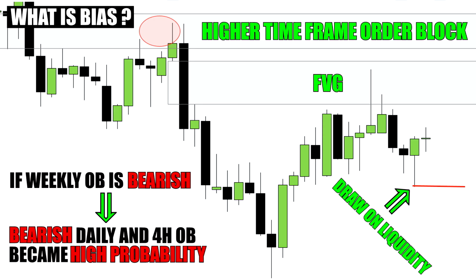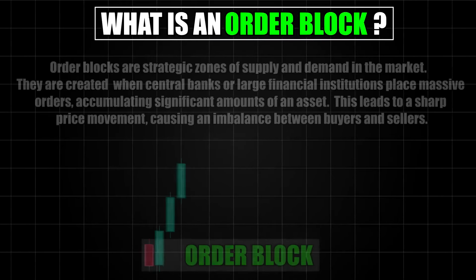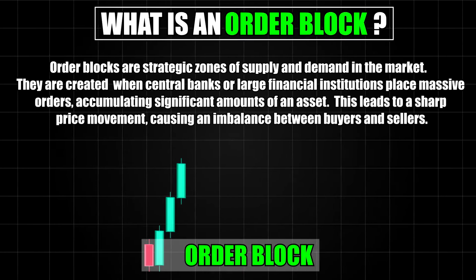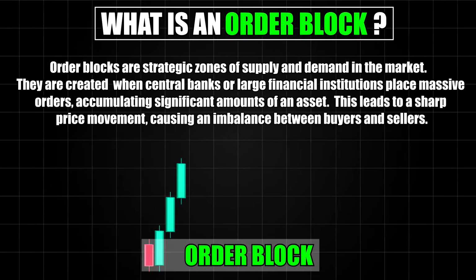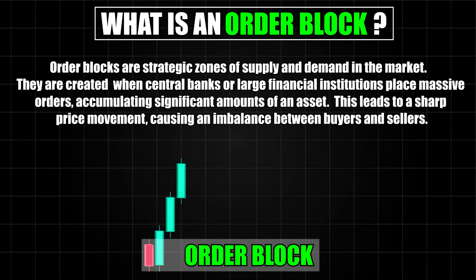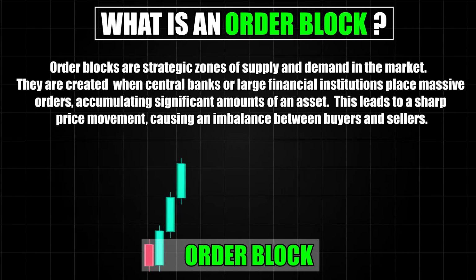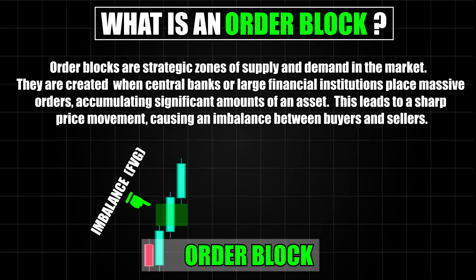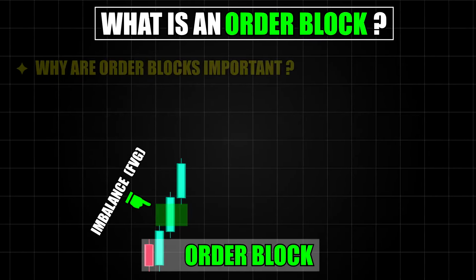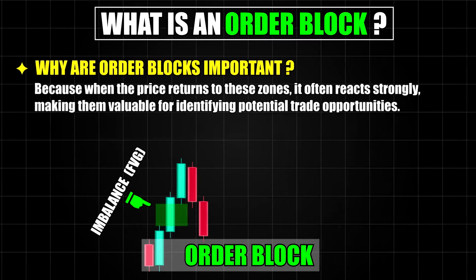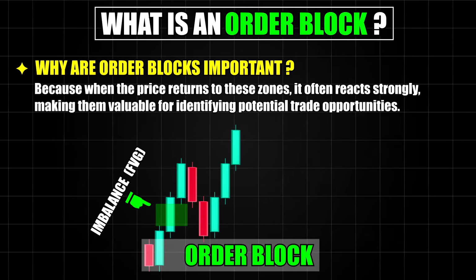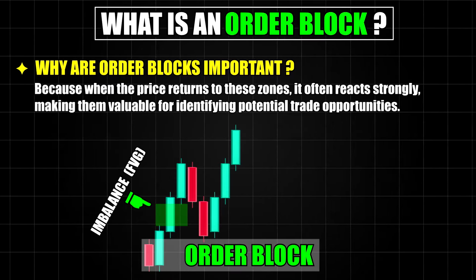But before we do that, we need to break down exactly what an order block is. Order blocks are strategic zones of supply and demand in the market. They are created when central banks or large financial institutions place massive orders, accumulating significant amounts of an asset. This leads to a sharp price movement, causing an imbalance between buyers and sellers. Why are order blocks important? Because when the price returns to these zones, it often reacts strongly, making them valuable for identifying potential trade opportunities.